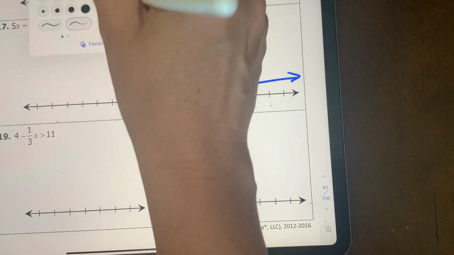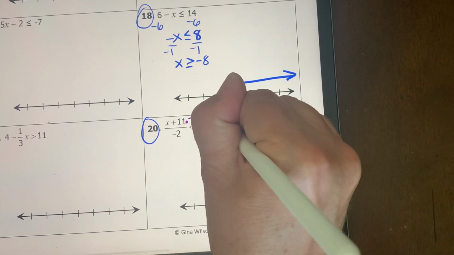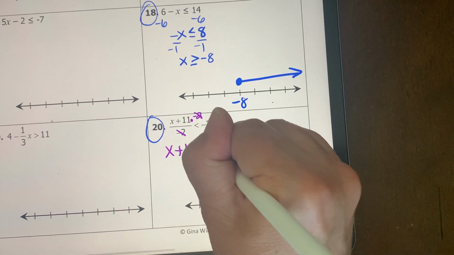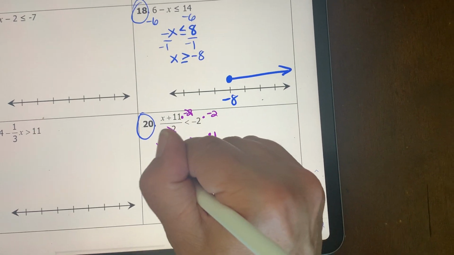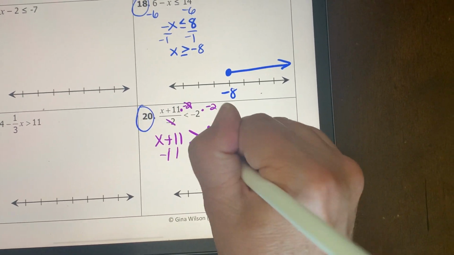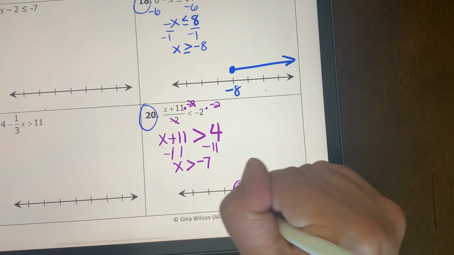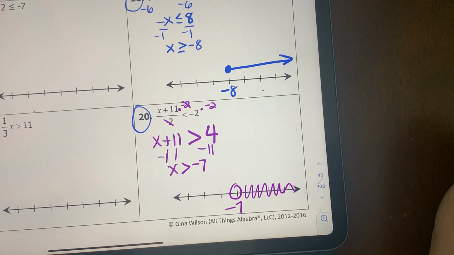And then finally, the last one, you're going to multiply both sides by -2 to get rid of this out of the bottom, but multiplying by a negative flips the inequality sign. And then I would subtract 11, so I get x is greater than or equal to -7. So it's going to go this way. And again, I don't care if you write it above or below the line.